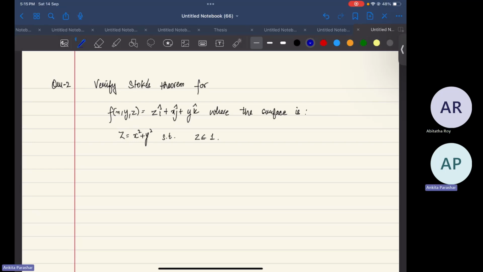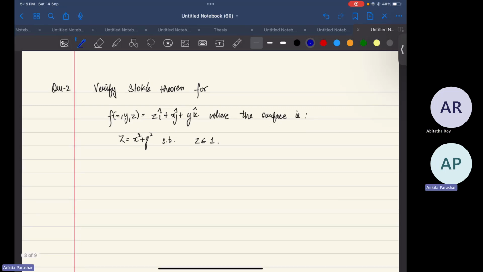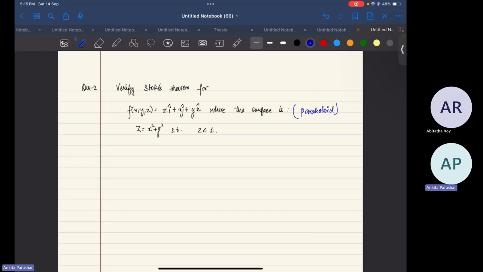Parabola. Yeah, it's a parabola, and this is why I think I should write here that so here the surface is a paraboloid. When you are working in 3D, you call it paraboloid. Okay, so let's just draw the figure for a moment.